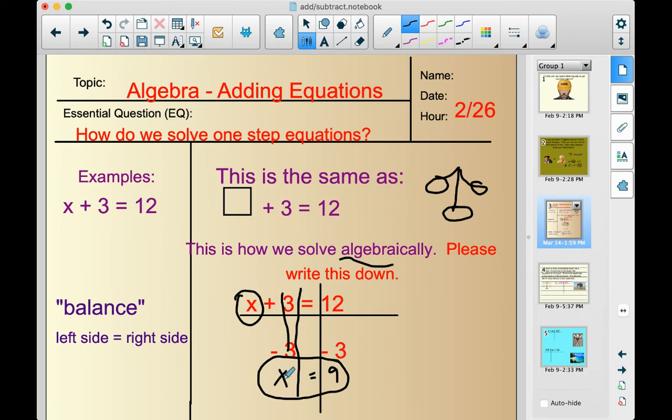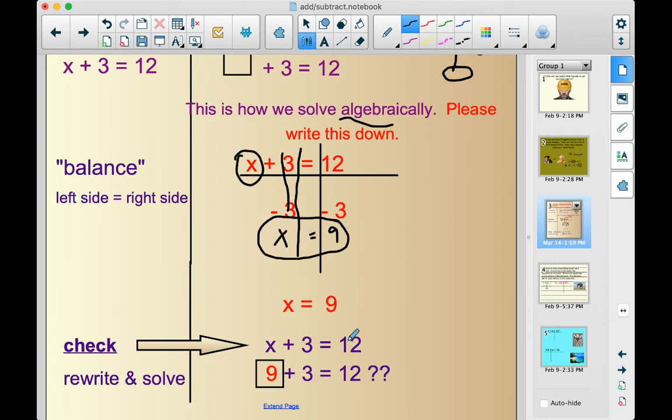If this is true, then this is true because we kept everything balanced. And now here I have a statement that tells me what my variable equals. And that's what we're trying to do here. The whole point of algebra is to figure out what number the variable stands for. Okay, in this case, it's 9.